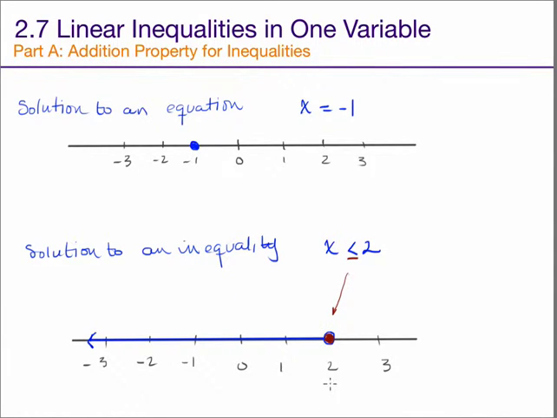Either way, you can think of 2 as a kind of cutoff point. It's the place that separates the values that will work from the values that won't. Whether or not the circle on the number line is colored in depends on whether or not you're working with an inequality that includes an or equal to statement.